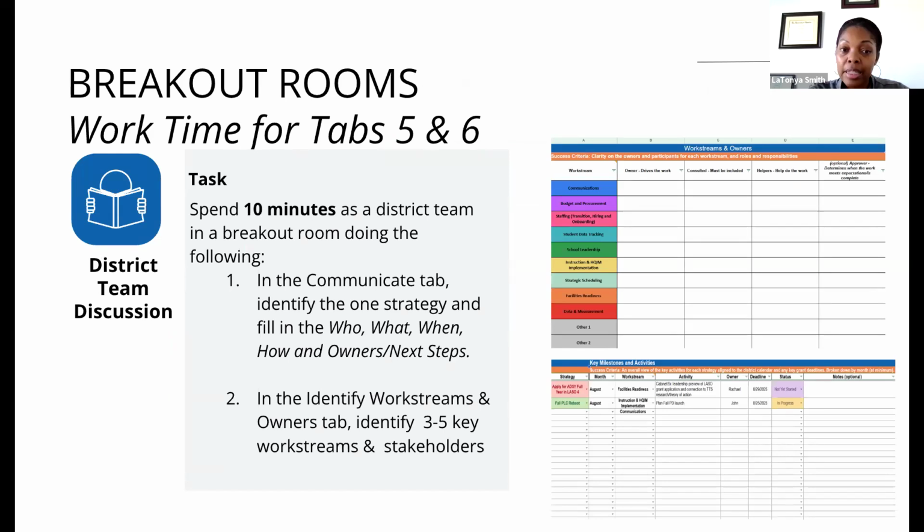And then go into the identify work streams and owners tab. You can identify 3 to 5 key strategies. If you don't get to 5 or 3, it's fine. But identify work streams that are going to be needed. You can keep the work streams that we have, you can delete them, you can add to them. But what are some work streams that you definitely know you're going to need for your particular strategy?